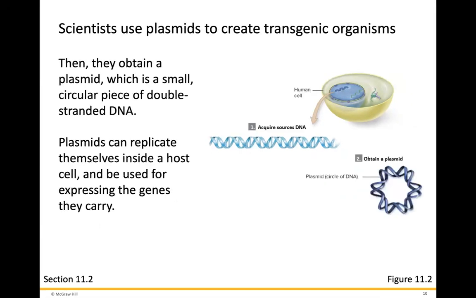Scientists will then use plasmids to create transgenic organisms. They obtain a small plasmid, which is a transferable piece of DNA. It is often a circular piece of DNA, and it is double-stranded. Plasmids are able to replicate themselves inside a host cell and be used for expressing the genes that they carry.